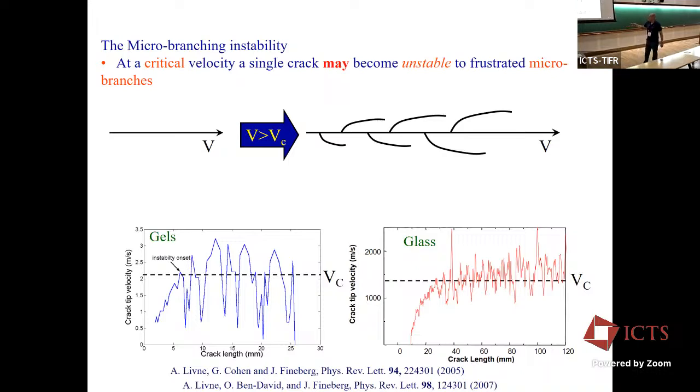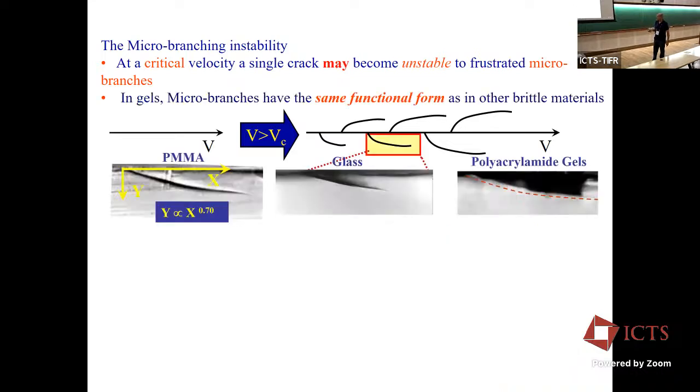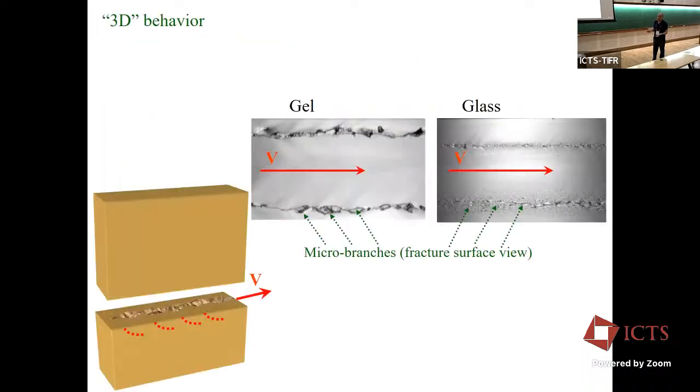And when a crack undergoes a bifurcation from a straight crack to microbranches, then its instantaneous velocity oscillates all over the place, it fluctuates. This is in these brittle gels that we'll be talking about, and the same thing happens in glass. This I showed you last time. And the form of each one of these microscopic branches is identical for all brittle materials that we've measured. They also have a three-dimensional behavior.